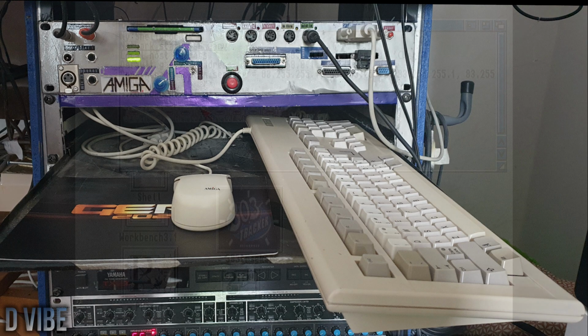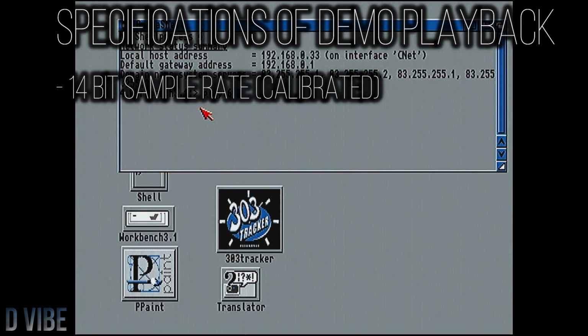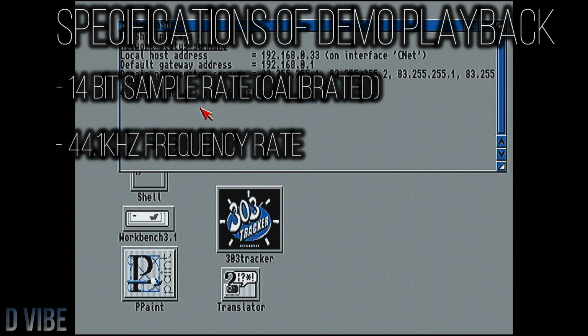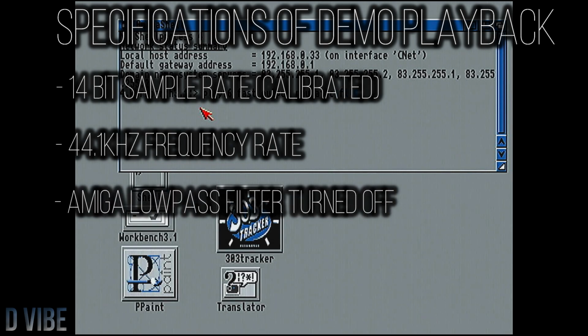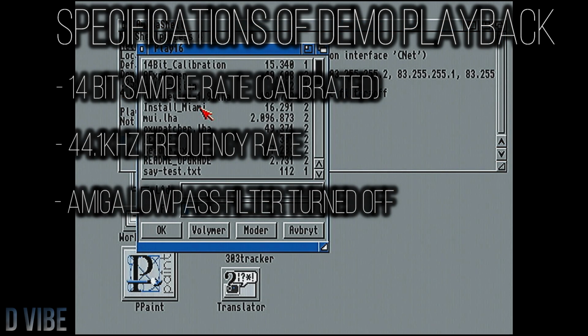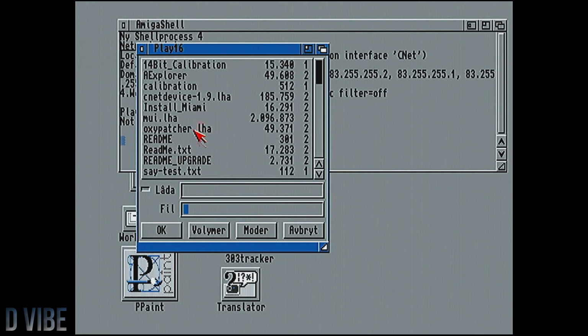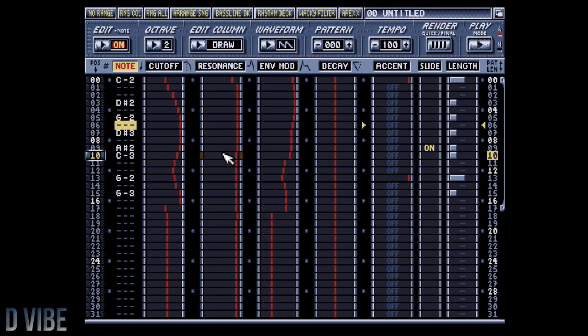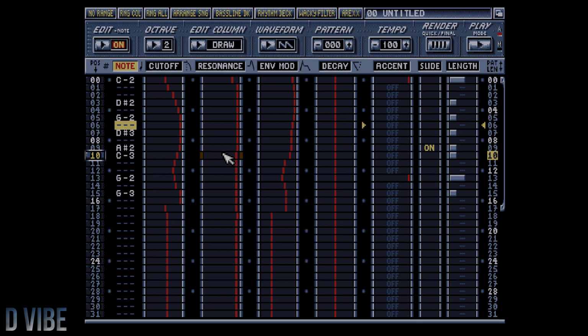The 16-bit demo sound in this video was played back with my Amiga 1200 using the 14-bit driver calibrated for my system at 44.1 kHz frequency rate. The low-pass filter of the Amiga was of course turned off. Now it's time to showcase the lines. I will display screenshots from the interface of 303Tracker, although keep in mind that there are no real-time moving screens in the software.